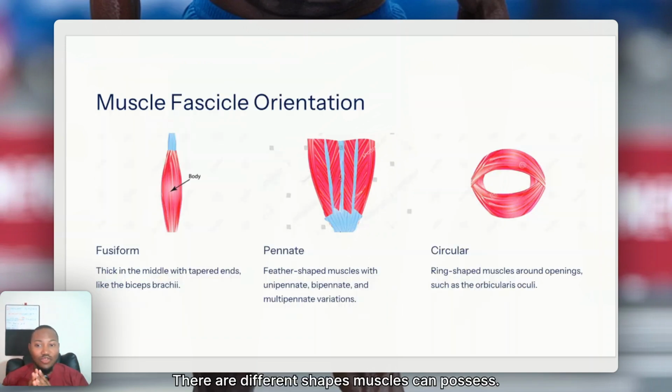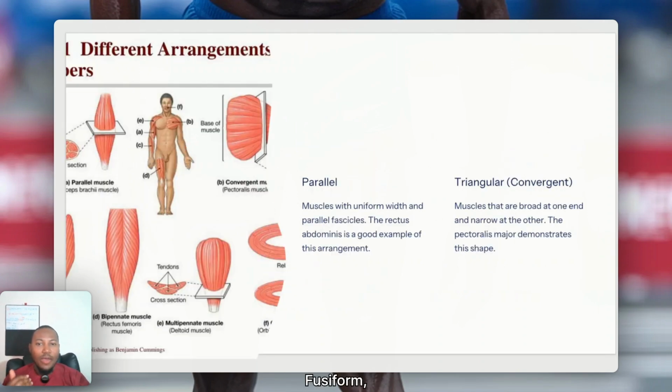Now let's talk about the shapes, all right? There are different shapes muscles can possess. One is the fusiform, pennate, circular, parallel, triangular. You must know these things.